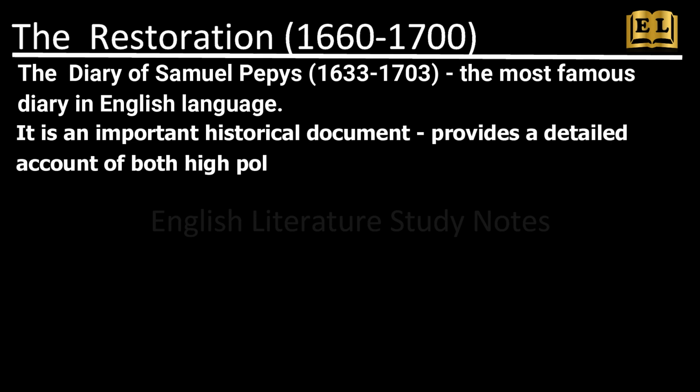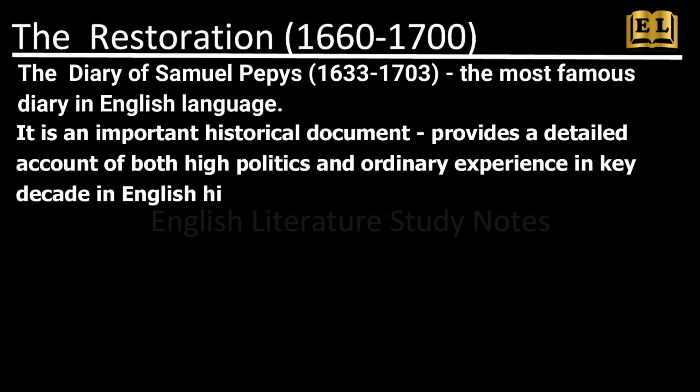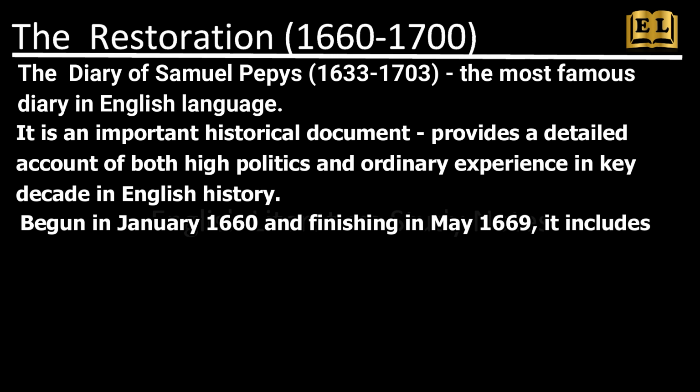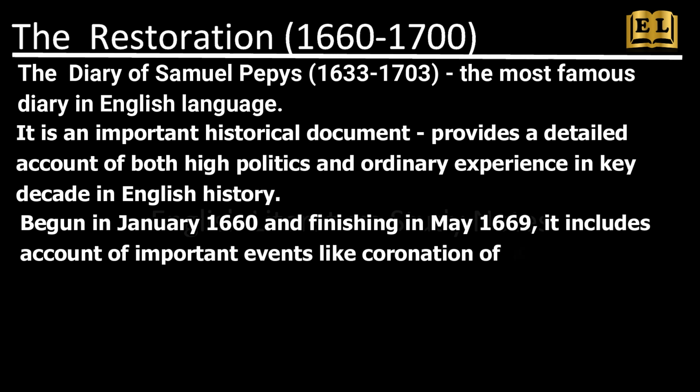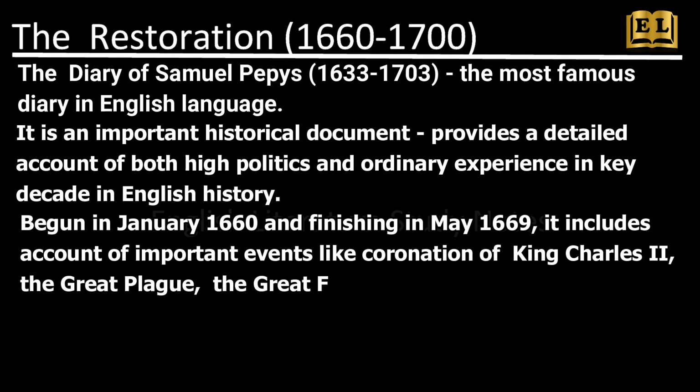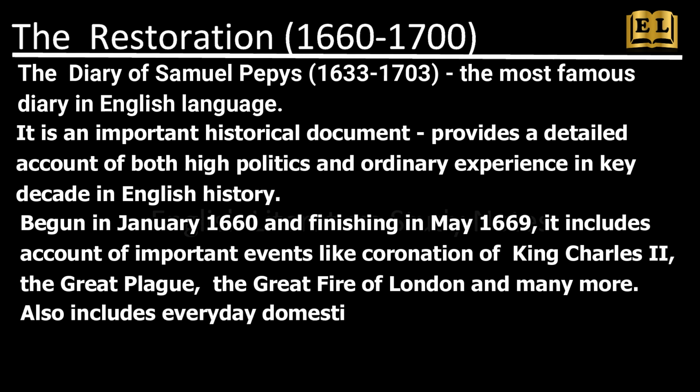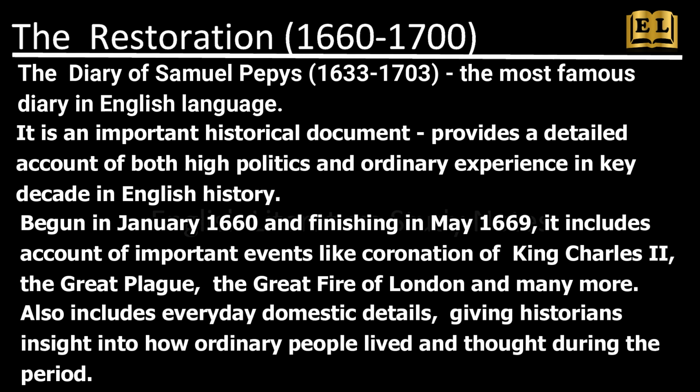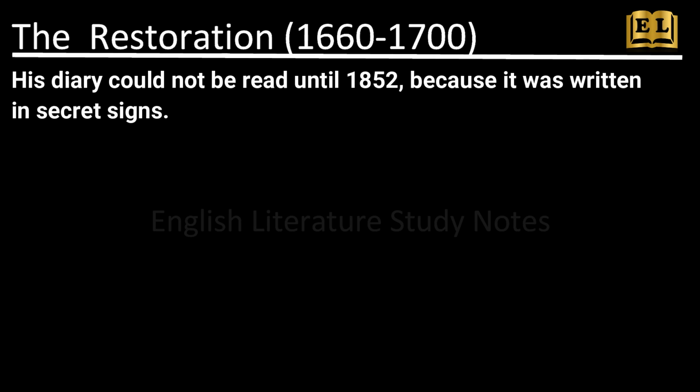The Diary of Samuel Pepys is probably the most famous diary in the English language. It is an important historical document which provides a detailed account of both high politics and ordinary experience in a key decade in English history. Begun in January 1660 and finishing in May 1669, it includes accounts of important events like the coronation of King Charles II, the Great Plague, the Great Fire of London, and many more. It also includes everyday domestic details, giving historians insight into how ordinary people lived and thought during the period. His diary could not be read until 1825 because it was written in secret signs.